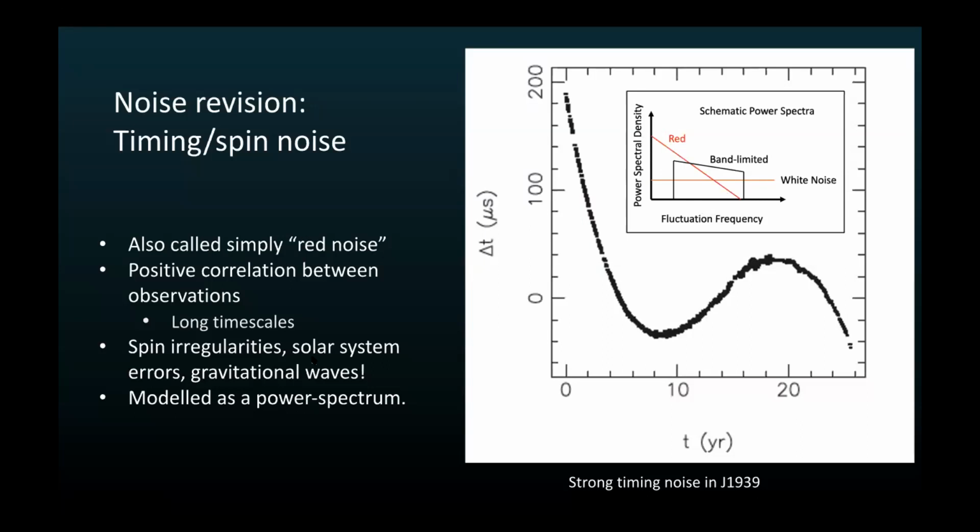This can be caused by intrinsic spin irregularities in the pulsar. It can also be caused by errors in our solar system ephemeris, the model that predicts the light travel time between the telescope and the solar system barycenter. And it can even be caused by gravitational waves. So you're likely to find some red noise in some of these pulsars that we'll be looking at. And this, again, is just modeled as a power spectrum. So there are two parameters: the amplitude of this spectrum and the slope of this spectrum.